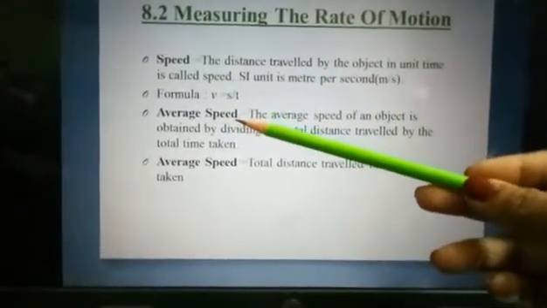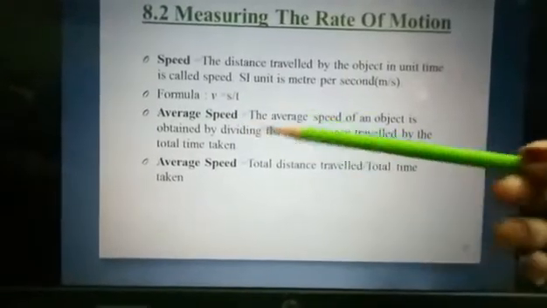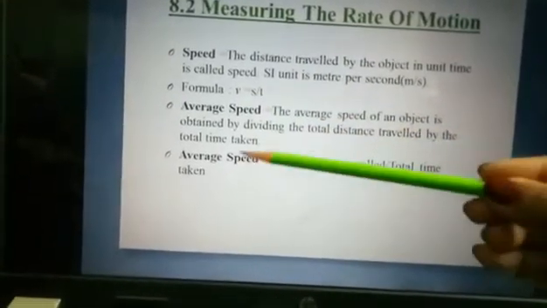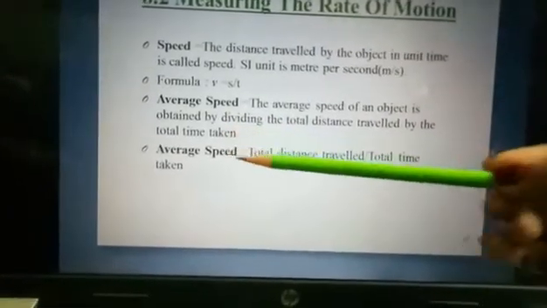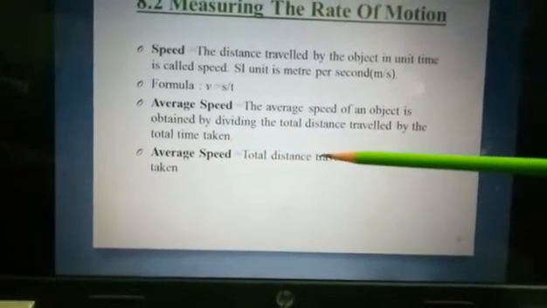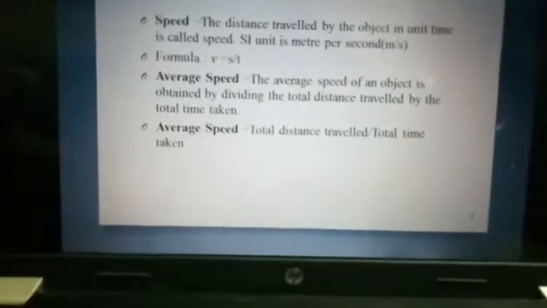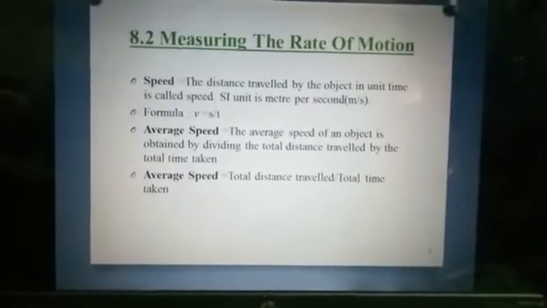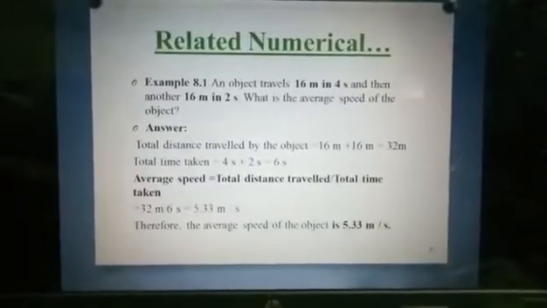Then next is average speed. Average speed means total distance upon total time taken. The formula written below is total distance traveled upon total time taken. Average speed SI unit is also meter per second. Then next we have a related numerical.